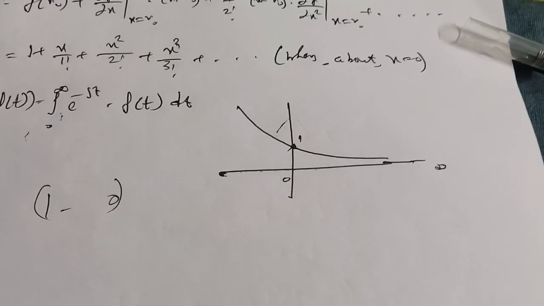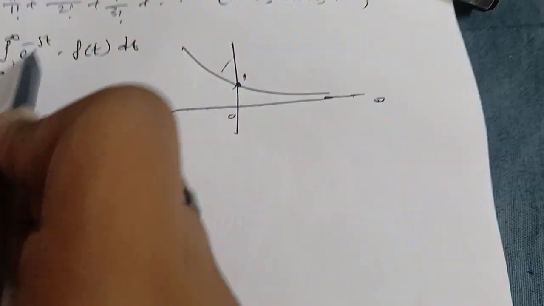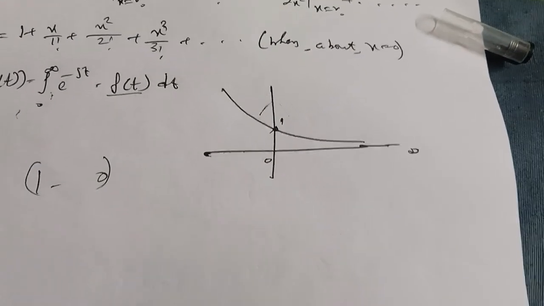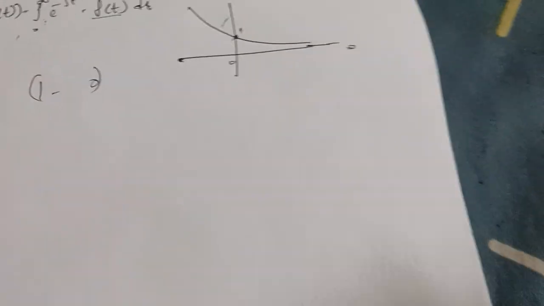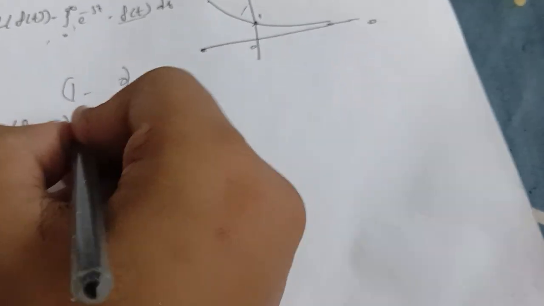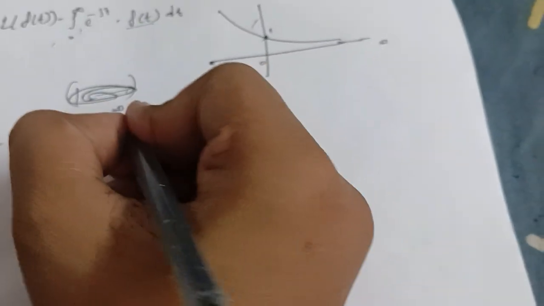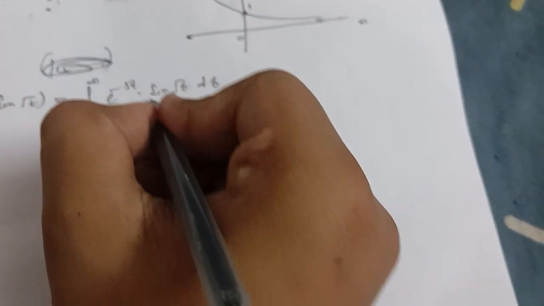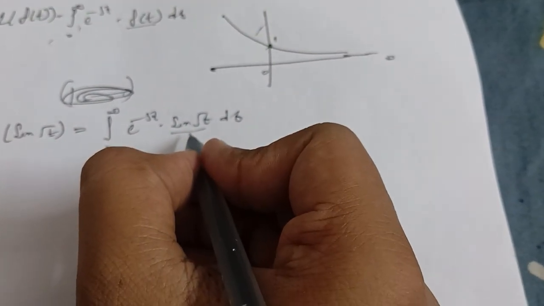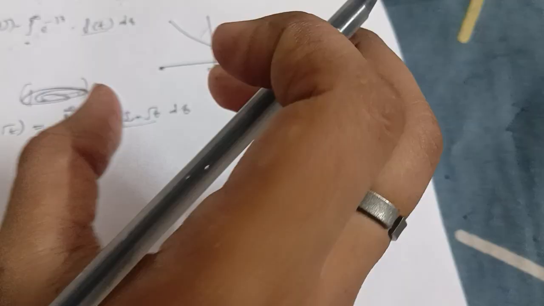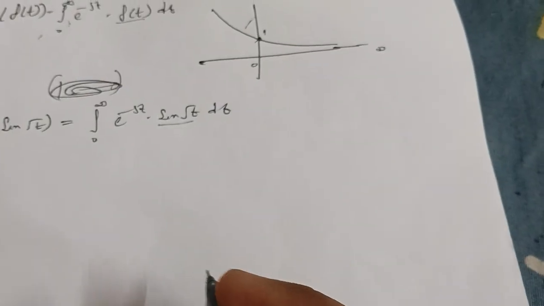As it is going to 0, that's why we can expand f(t) at t equal to 0. Listen to my words carefully, and you will understand. So now if we have to find the Laplace of sin root t, it would be the integral from 0 to infinity of e power minus st times sin root t. We can expand it about t equal to 0 because when t goes to infinity, this term goes to 0. That's the only reason we can expand it about t equal to 0.